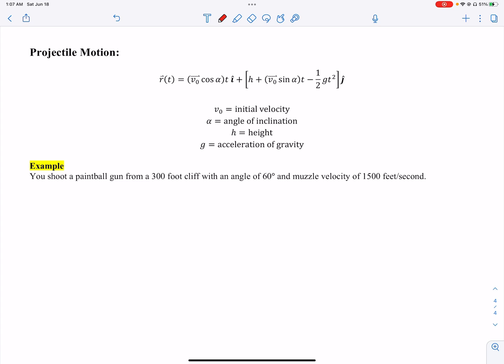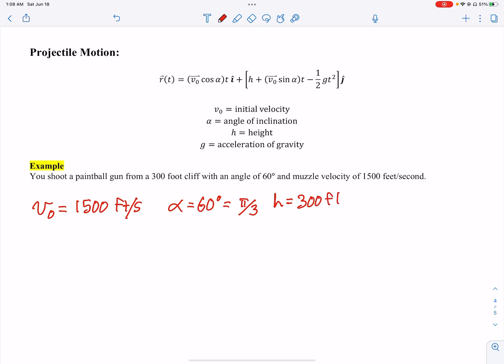And they give us all this information. We just have to label what everything is. So the initial velocity, that's not a vector, it's just a number, so we don't need the vector sign. Initial velocity is 1,500 feet per second. The alpha, the angle they gave us, which is 60 degrees, that's pi over 3. H, which is the height, is 300 feet. And then gravity, we're just going to use our typical 32 feet per second squared because it's accelerating down.